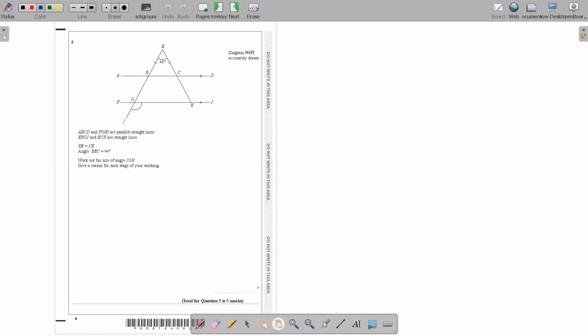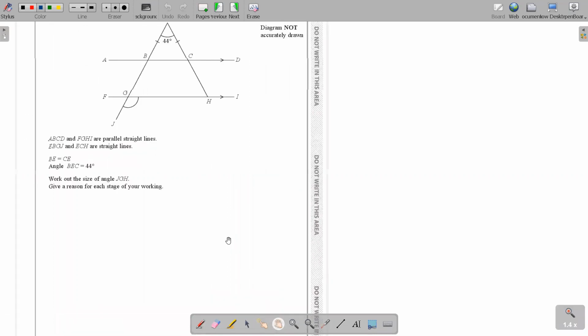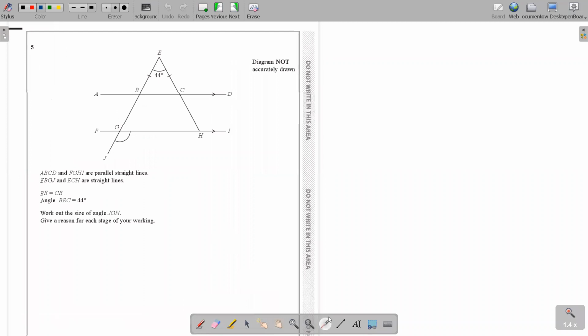Okay, moving on to question number 5. You can see that it's 5 marks. A, B, C, D and F, G, H, I are parallel straight lines. So they are parallel straight lines, we can see that. E, B, G, J and E, C, H are straight lines. That also we can see.